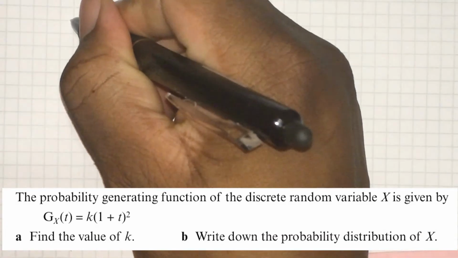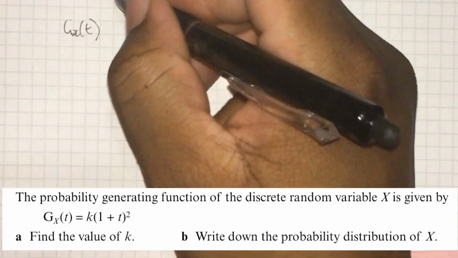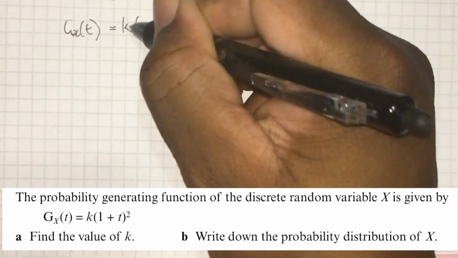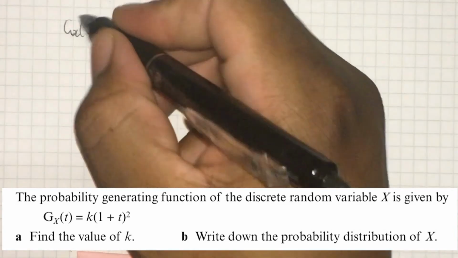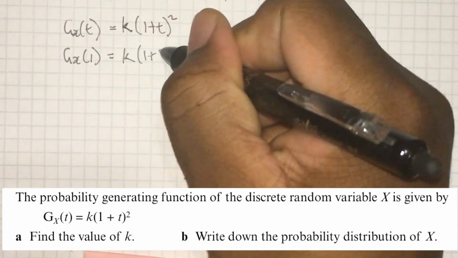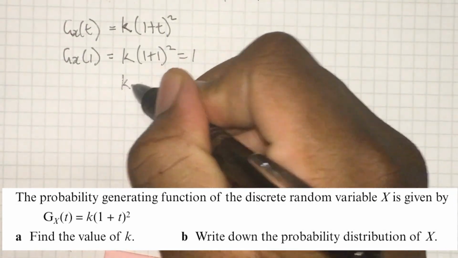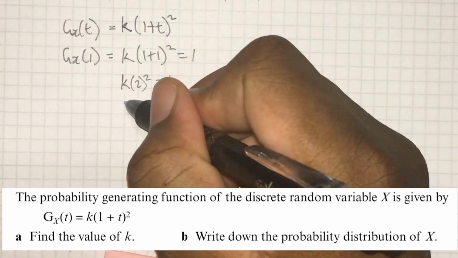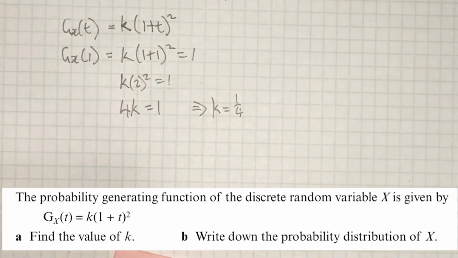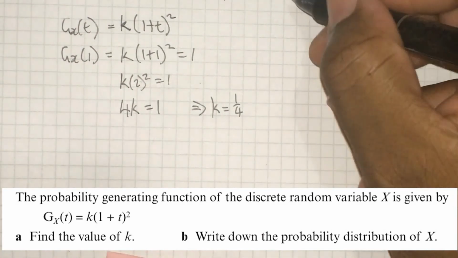In this next example, we're told that the generating function is as shown on screen and we're asked to find the value of k. We're going to use the property that the generating function with 1 substituted in will give an answer of 1. So let's substitute in 1 and expand those brackets. We're going to get 2 squared, which is 4. So 4k equals 1, and from there k must equal a quarter.